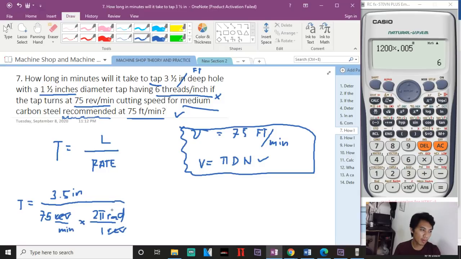If, multiply ko to ng revolutions, feet per minute. Dapat to 75 feet per minute yung kanyang linear speed. Tapos meron ang 6 threads per inch. Yun, multiply ko ng 6 threads per inch. Yun yung cutting niya. Para ma-cancel natin. Okay? Dapat to seconds na lang eh.